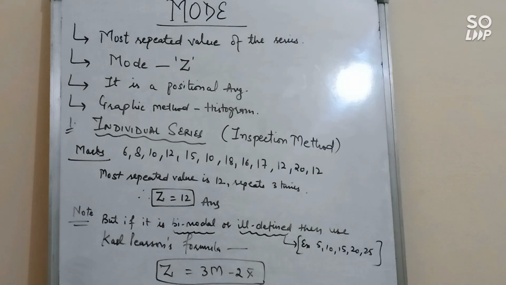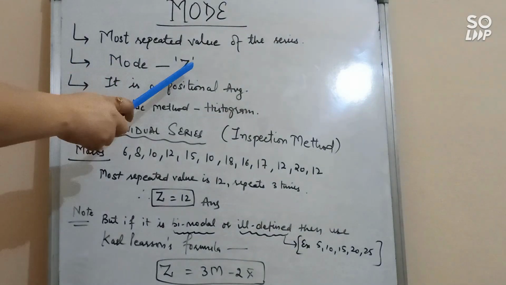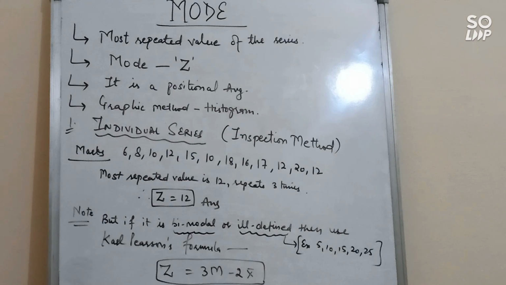Hello everyone. We have done two topics under measure of central tendency, that is mean and median. Now third topic, that is mode. First of all, the meaning of mode: it is the most repeated value of the series. It means in a series the value which repeats maximum time will be your mode, and the sign of mode is Z or Z.